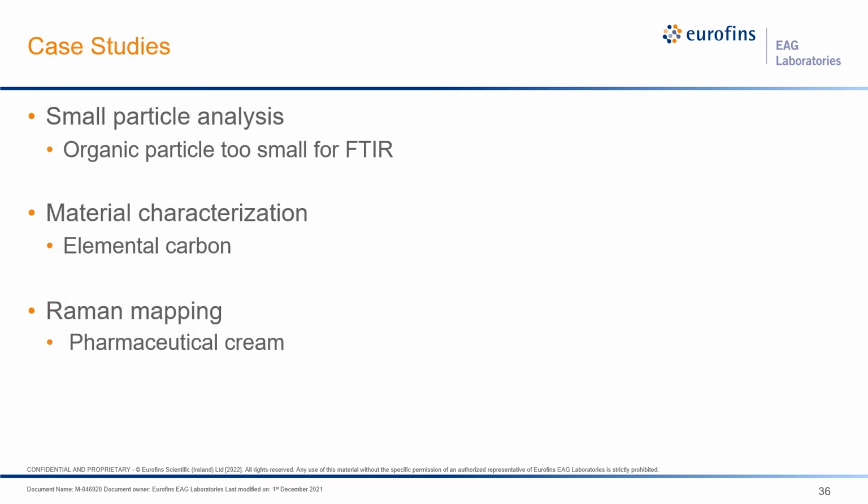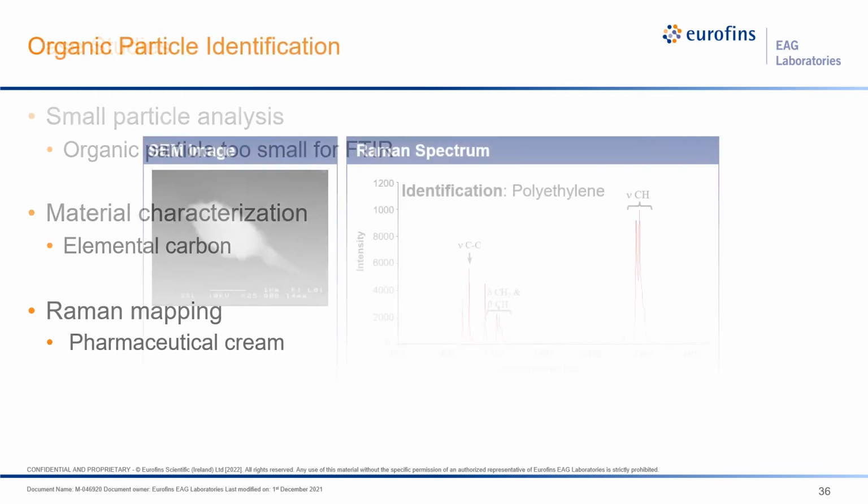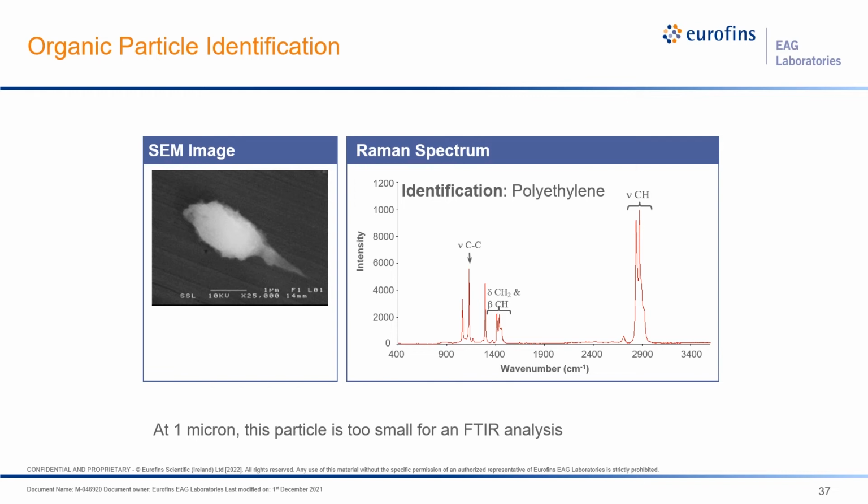Okay, so let's look at some case studies. We have a small particle analysis, materials characterization, and then a very nice example of Raman mapping on a pharmaceutical cream. So let's look at this particle. This is about a micron. We have an SEM image of it. It's about a micron, so it's too small for FTIR. And again, using this collection of peaks, we can identify this as polyethylene using Raman spectroscopy. Again, I should note that Raman does have a nice library of about 30,000 compounds, but it's significantly smaller than the FTIR library of 300,000 compounds.